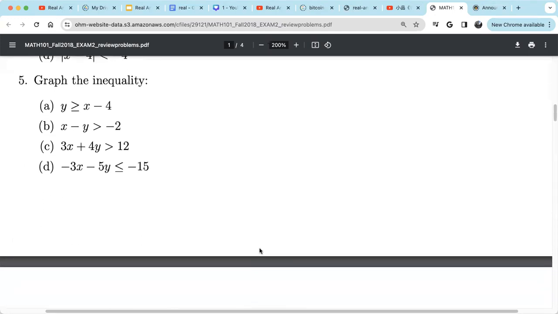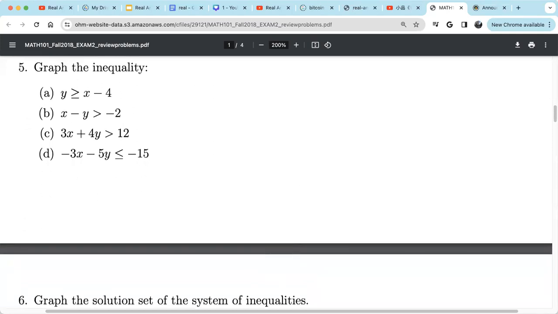Now let's see 5. So we want to graph those inequalities. Now comparing this from before, we can solve for x value, right? X value would be an interval. But here we have two variables. So y greater than or equal to x minus 4. So we have x, y. We have x, y. So how do we graph this?